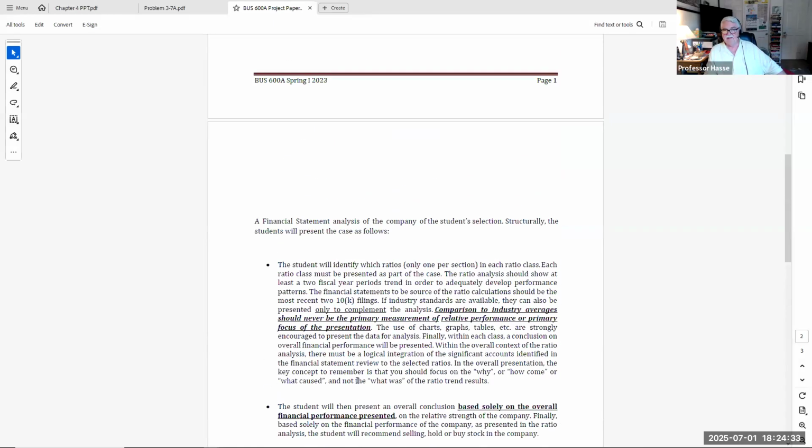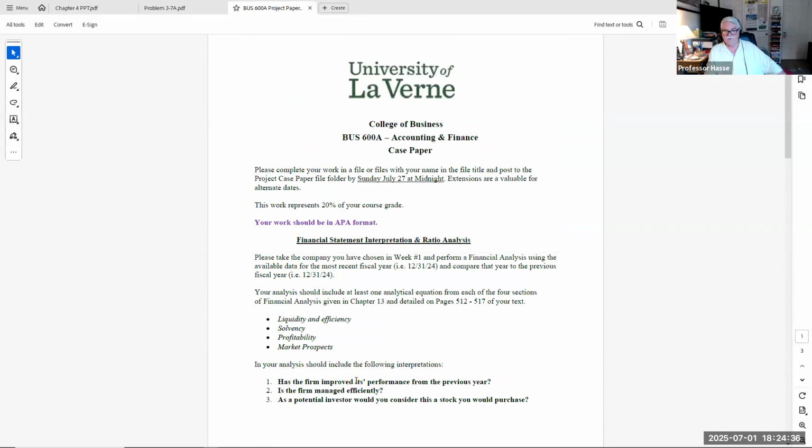So again, for our students, you have Southern California Edison, Tesla, Apple, Tesla again, Walmart, NVIDIA, Lululemon, and Alphabet. You're doing a financial analysis for the last 2 fiscal years of your company by taking one equation from the 4 areas of financial analysis: liquidity and efficiency, solvency, profitability, and market prospects, and then you answer these 3 questions in your interpretation.